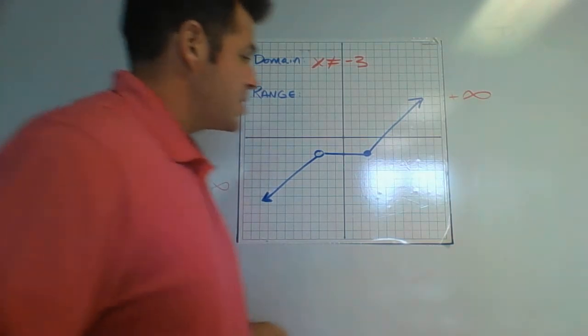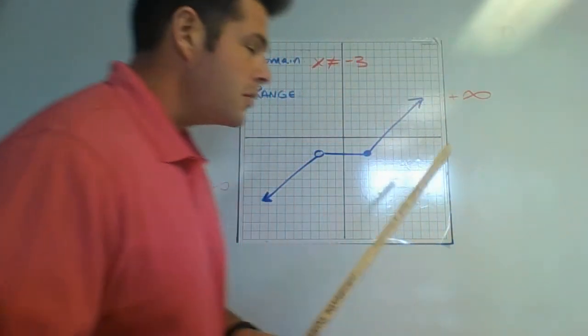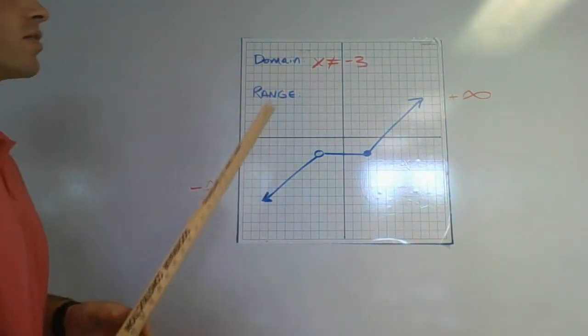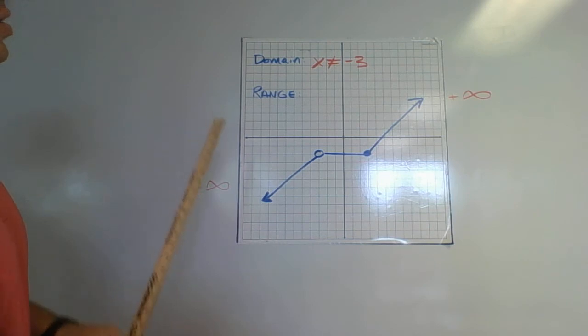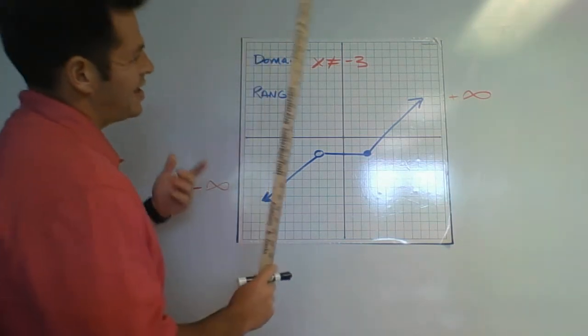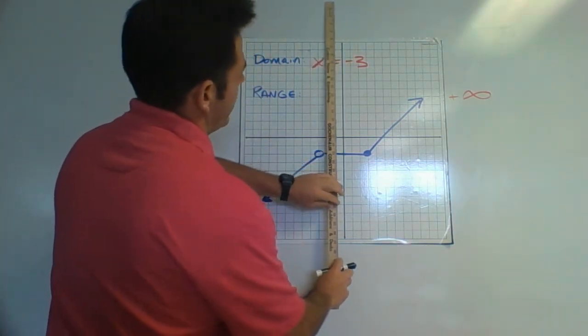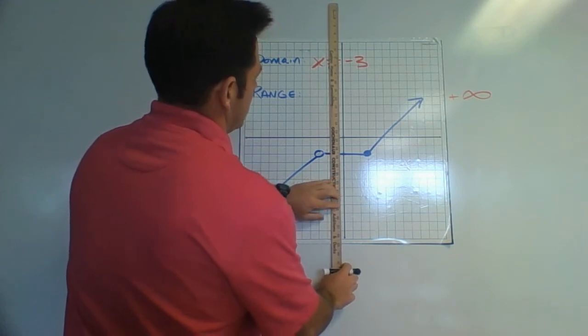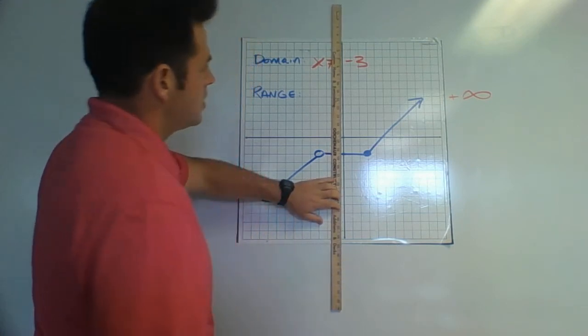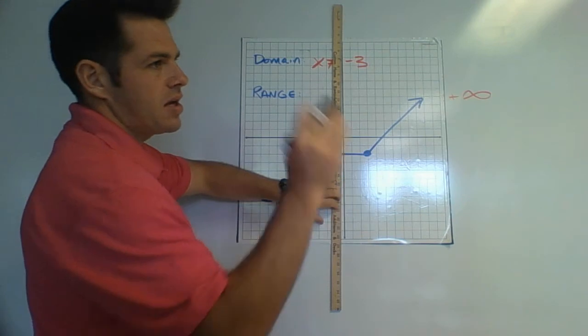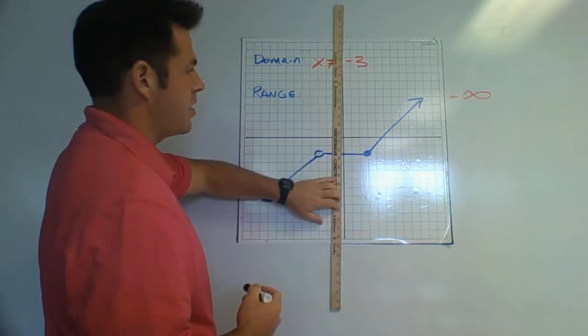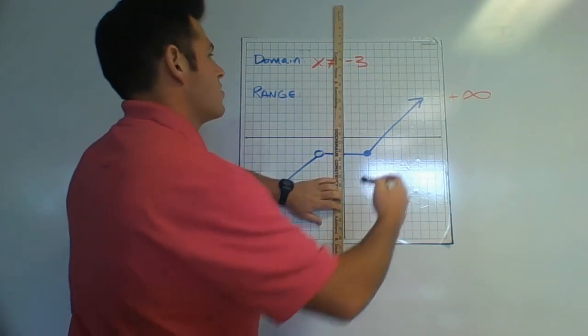When it comes to the range, it's a little bit different of a story. Again, we're looking up and down on our graph, and we're trying to figure out what about the y values. So again, now I'm going to take my ruler and put it on the y-axis here. All right. And how do I extend upwards? How do I extend downwards? Are there arrows? And these arrows are going to help me out here.